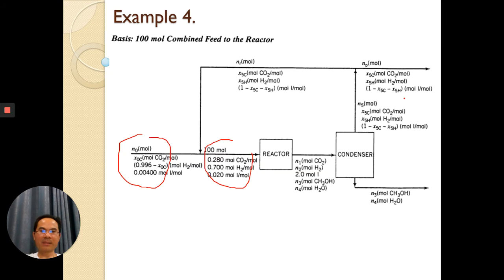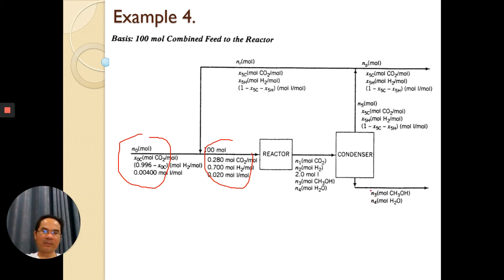The first stream is methanol and water, separated at the bottom. Another product includes carbon dioxide, hydrogen, and inert. We denote N5 as the total moles of this stream. X5C is the mole fraction of CO2 and X5H is the mole fraction of hydrogen, and the mole fraction of inert equals 1 minus the mole fraction of CO2 minus the mole fraction of hydrogen.